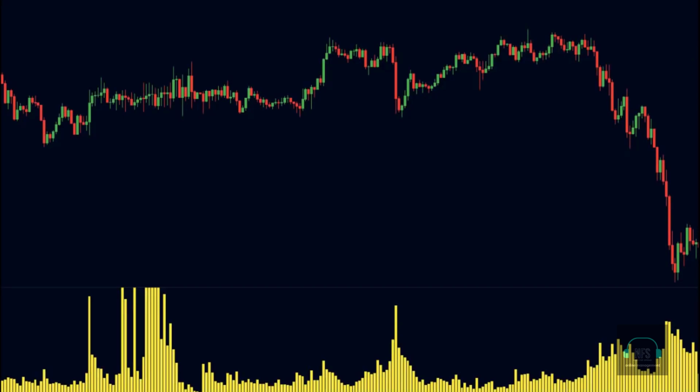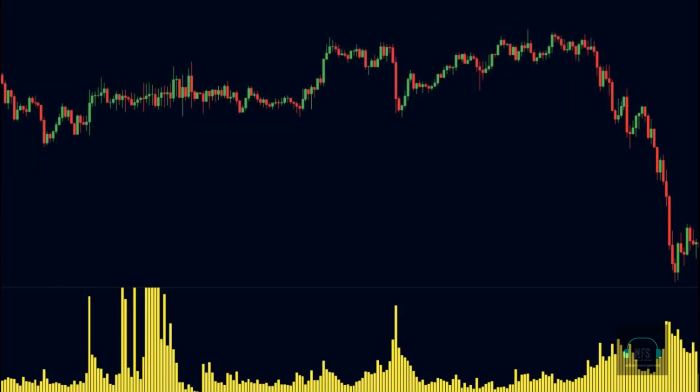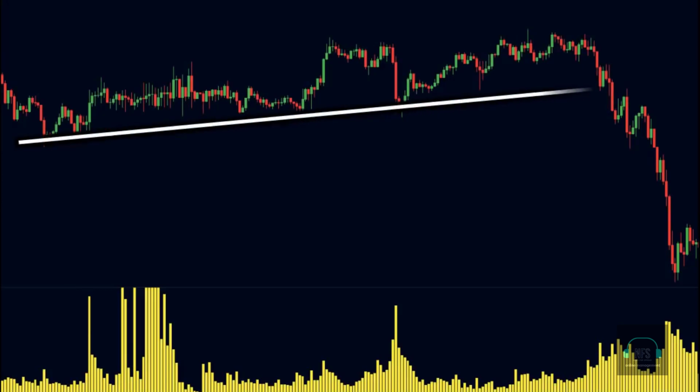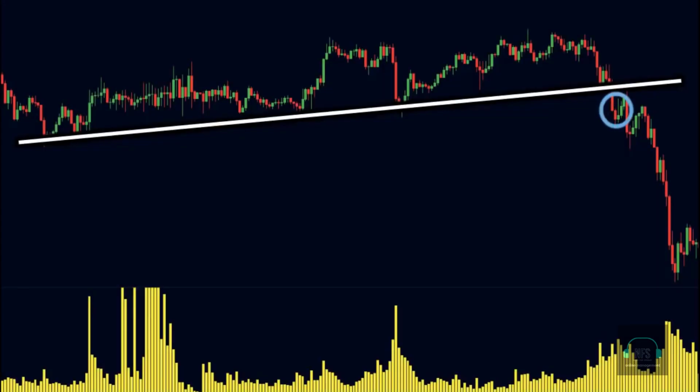As we can see, the price has been making higher highs and higher lows. Rather than a trend, the price movement looks like a range that is slightly sloped upwards. But anyways, we create a trend line by connecting the lows. And now, we will wait for the price to break below the trend line. Here is the breakout. Here we see that this candle closes below the trend line.